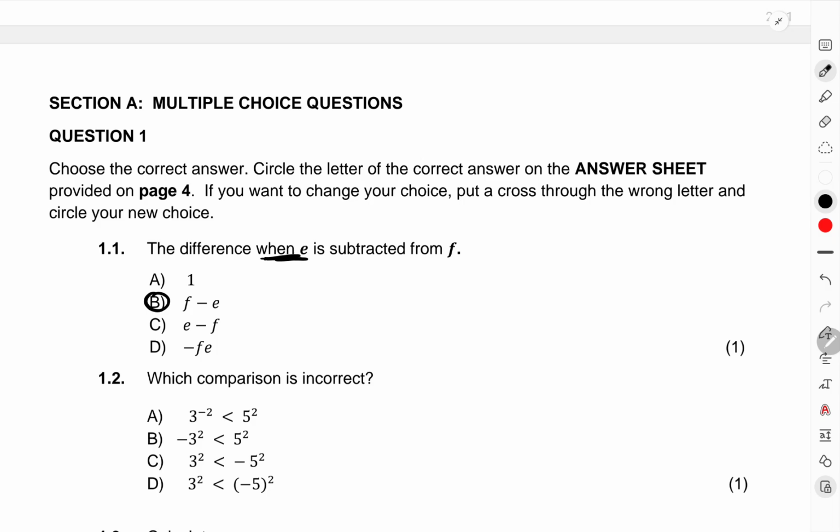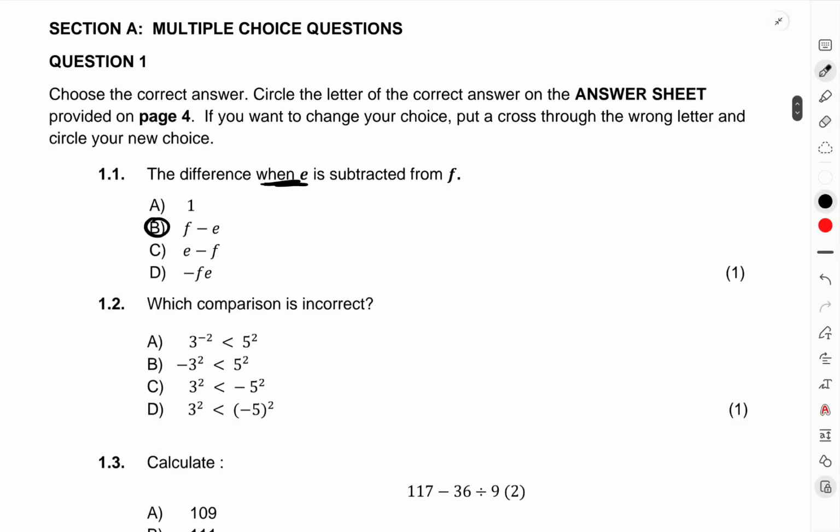Now, we are going to go to 1.2. Which comparison is incorrect? Meaning, out of the 4 options that are here, which one is incorrect? Now, we have 3 to the power of negative 2. What does it mean? 3 to the power of negative 2 means 1 over 9, less than 25, right? Because 5 to the power of 2 is 25. Is 1 over 9 less than 25? Yes. Therefore, this statement is correct.